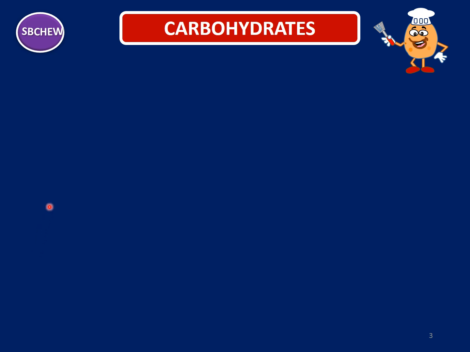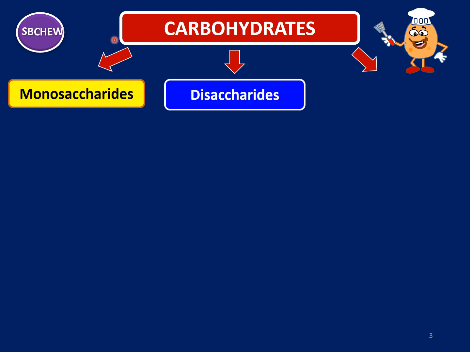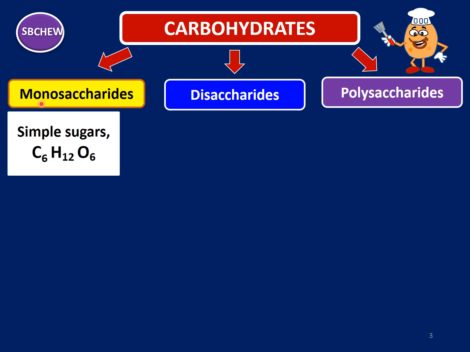Let's look at an overview on carbohydrates. Carbohydrates can be divided into three types, namely monosaccharides, disaccharides, and polysaccharides. The word mono means one. So monosaccharides are the basic units of all the carbohydrates, and they are the simplest type of carbohydrates. They are also called simple sugars because they taste sweet, they are soluble in water, and can be crystallized.